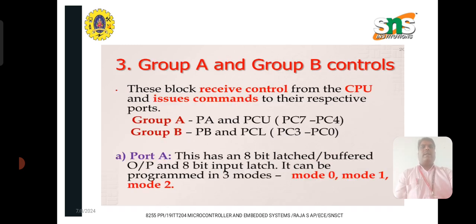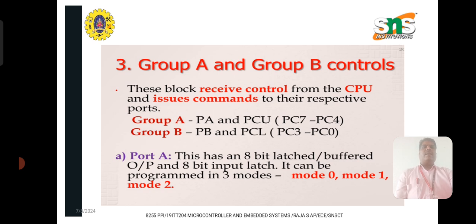Group A and Group B controls. These blocks receive control from the CPU and issue commands to the respective ports. That is, Group A means port A fully and higher bits of port C. Group B means port B fully and the lower bits of port C.